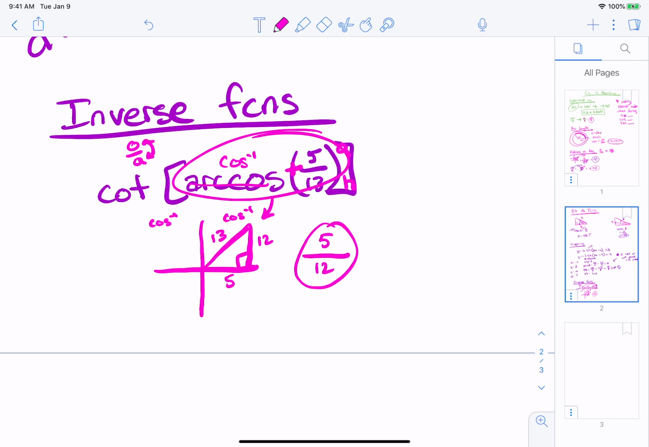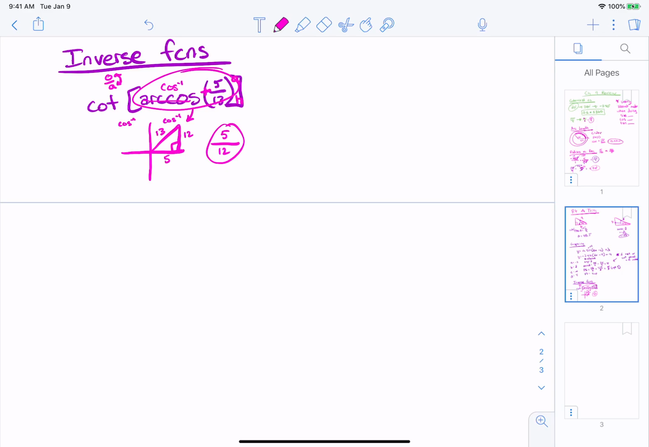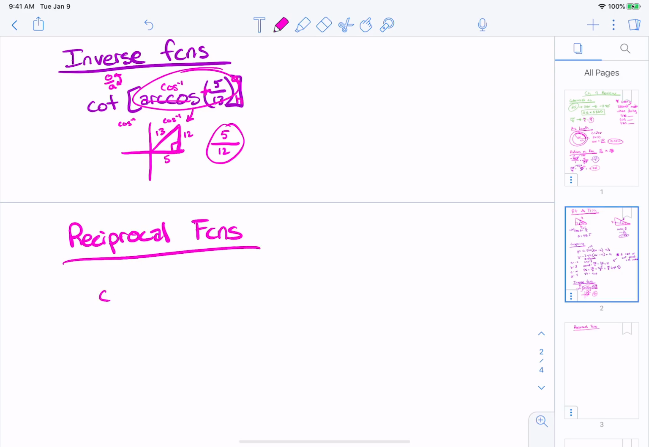That might be it for inverse functions. Let's talk about reciprocal functions. Let's say I have cotangent of 47 degrees. How do I figure out what cotangent of 47 degrees is? Because I don't have a cotangent button in my calculator.